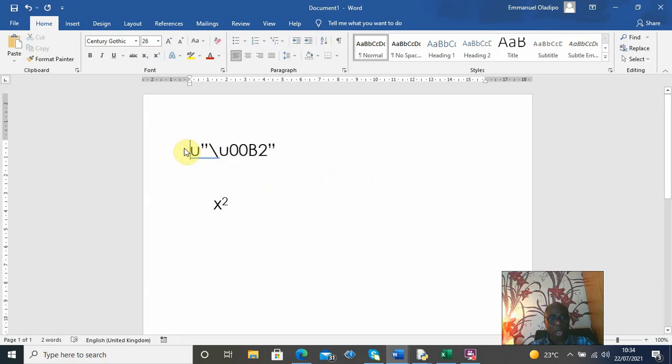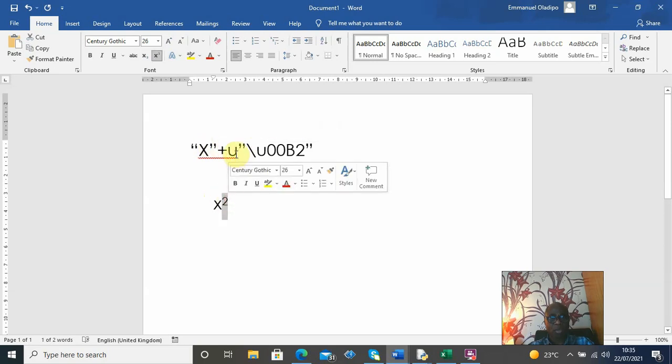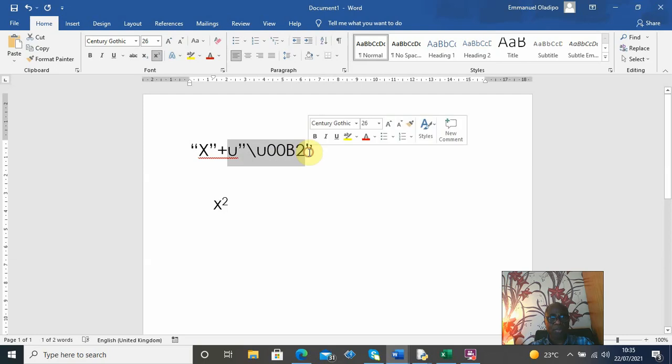So to include the x, we need to concatenate x by simply typing speech mark x speech mark, and then plus. The plus sign does the concatenation. Concatenation means joining two letters or two words together. If you're familiar with programming, you understand what I'm talking about. So the x is that one, and to join the x, we use the plus. The power is the u there.